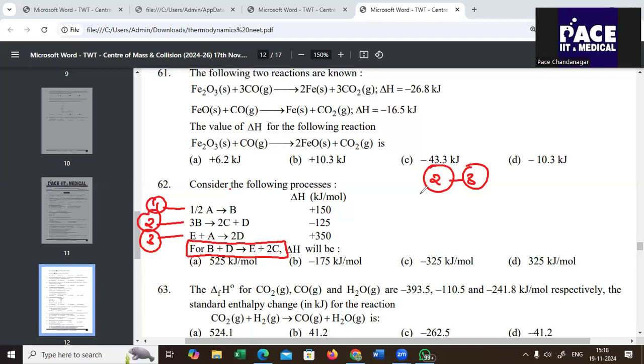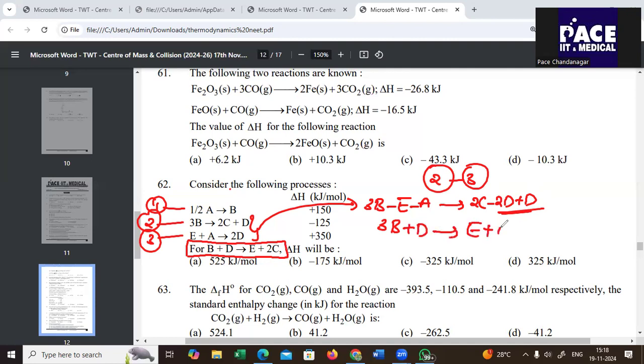So let me first check how much I'm going to get. Second minus third. I'm subtracting, then I would get 3B minus E minus A turns to this, my 2 minus 3. 2C minus 2D. It will be 2C minus 2D, and then plus D. So that's what we get here, 3B. All this minus, I am taking to the right side. 2D minus 2D plus D is minus D, which goes to the left side. So plus D will give you E plus A.